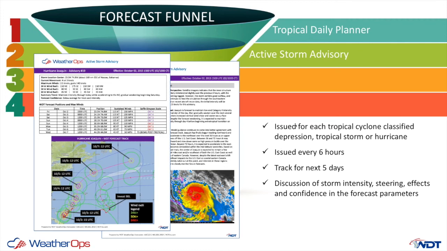The meteorologist will also go in there and provide some discussion, especially what the effects offshore will be, and also any effects onshore. So we're really looking at any threat to offshore environments as well as to the immediate coast. The active storm advisory is issued to provide all that information when we do have an active storm.